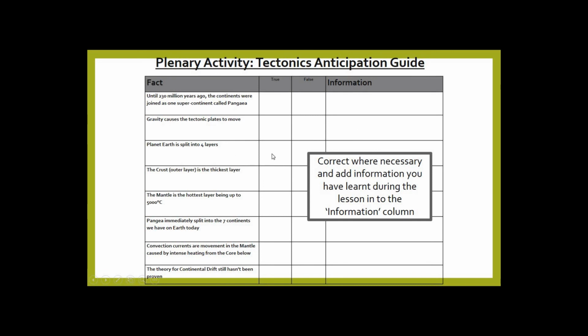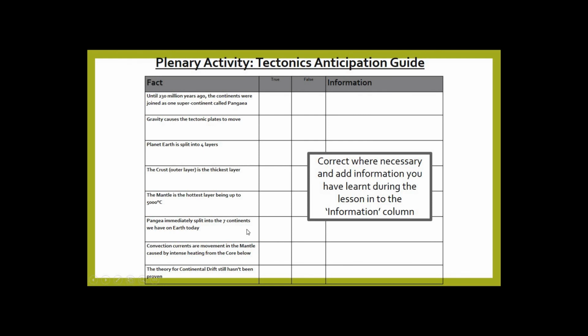Planet is split into 4 layers. True. Crust, mantle, outer core and inner core. The outer layer is the thickest layer. False. The outer layer is the thinnest layer, in fact. The thickest layer is the mantle. The mantle is the hottest layer, being up to 5,000 degrees C. False. The core is the hottest layer. The mantle is only about 3,000 degrees centigrade.